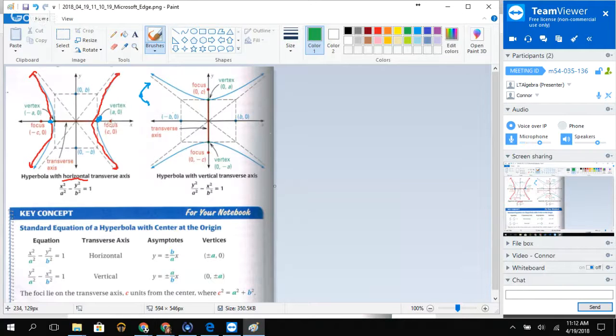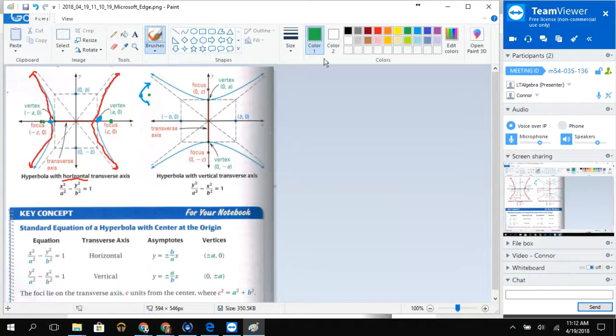You also have a focus point, which again is just like a parabola. When we have a parabola, we have a focus point. But since we have basically two parabolas, we have two focus points, one on each side. Those are pretty self-explanatory, I guess I want to say. They follow from what we know from parabolas. They're pretty much similar. That's what I'm trying to say.